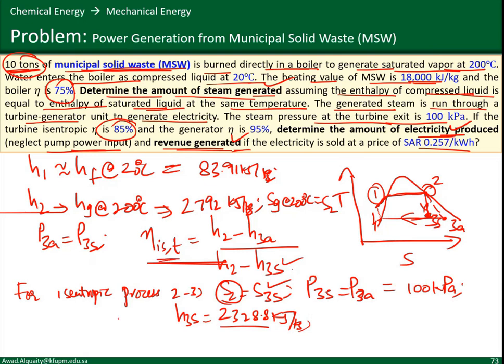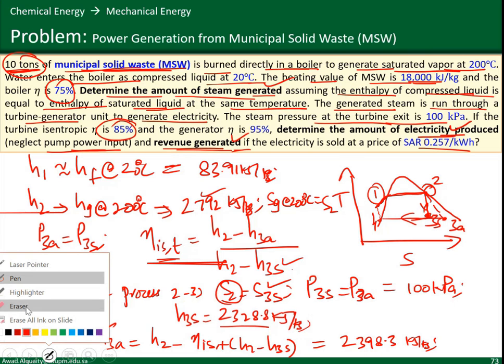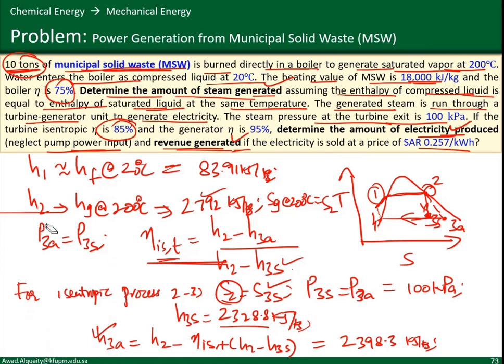So by making use of this formula, we can calculate S3A as H2 minus isentropic efficiency of the turbine times S2 minus S3S. Okay, so when you plug in all the numbers, the value for H3A should come out to be 2398.3 kilojoule per kilogram. So now we have S3A, we have S2 already, right? So with this, we can go ahead and start solving the rest of the problem, right?